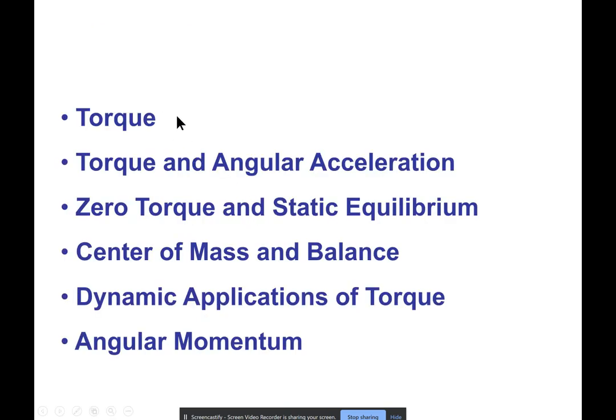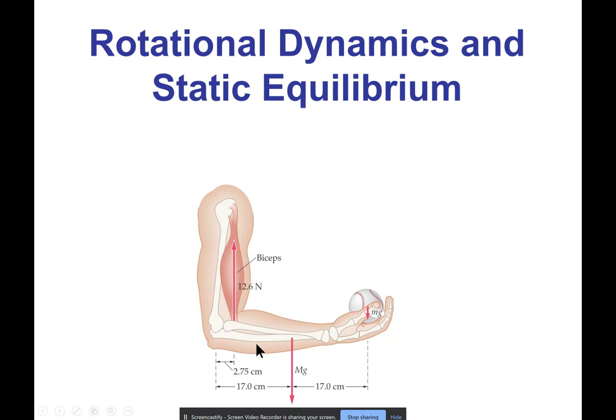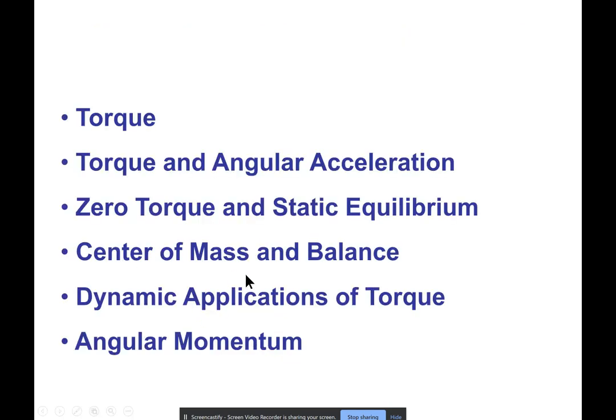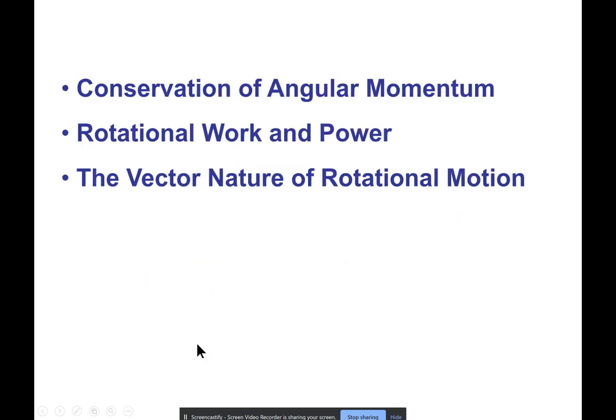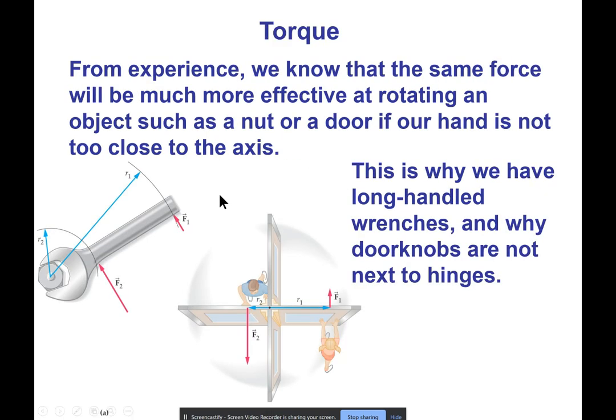So we're going to talk about torque, how torque and angular acceleration interact. So basically, when your arm was standing still right there, it's in equilibrium, it's balanced. We'll talk a little bit about center of mass just to refresh how things balance, and then we'll get into angular momentum and conservation of angular momentum. So torque. Torque, like I said, is just a rotating force.